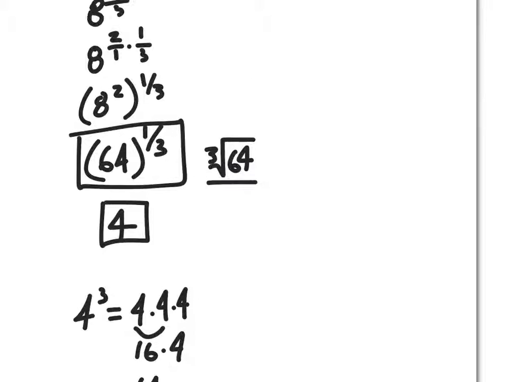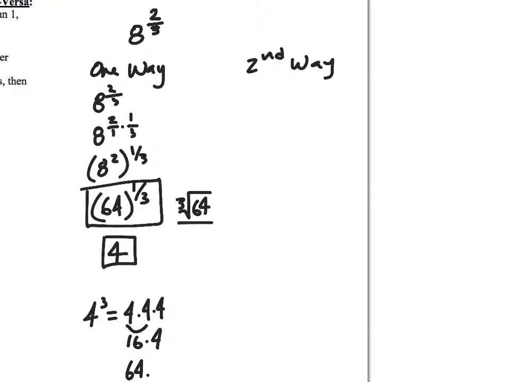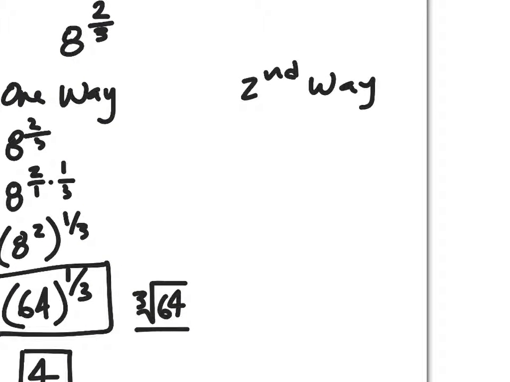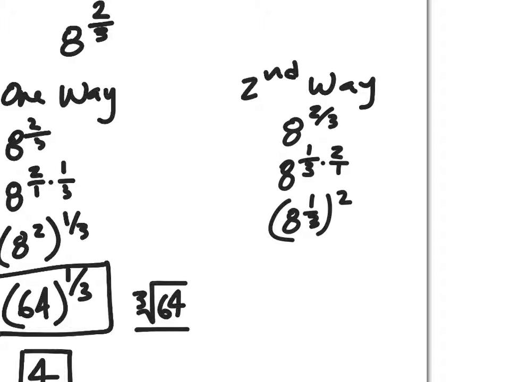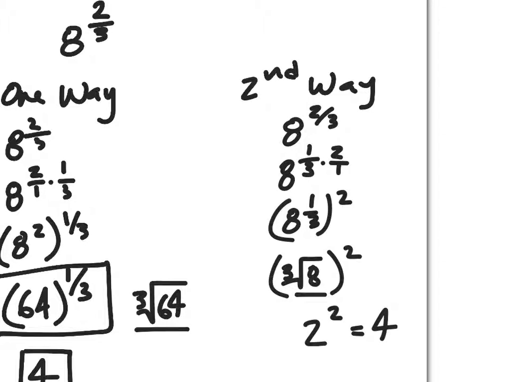Now, the other way to do this is a trickier way. I struggle with this one. The second way of doing this is to take 8 to the 2/3 and split that up. Instead of 2/1 times 1/3, let's do 1/3 times 2/1. Then what I'm really doing is 8 to the 1/3 power, all squared. This problem to me is a little bit easier. I'm really just taking the cube root of 8 and then squaring it. The cube root of 8 is 2, and if I square 2, it gives me 4.